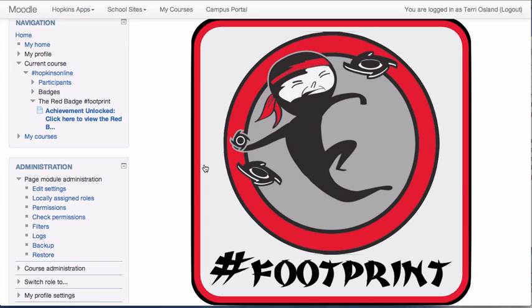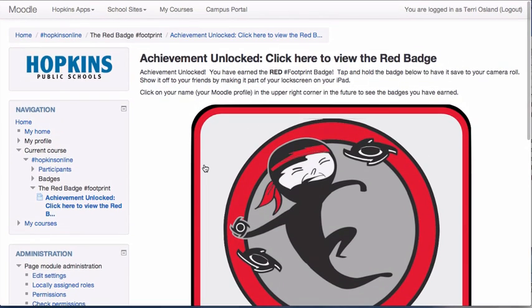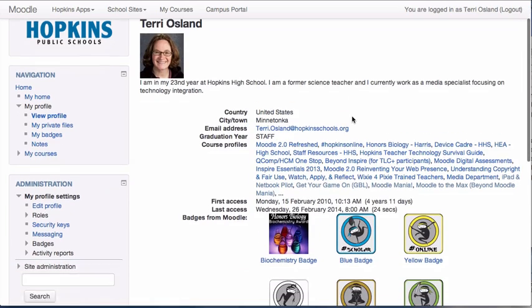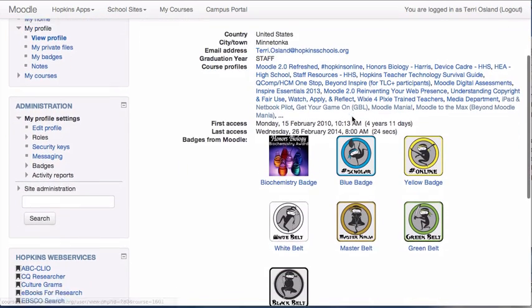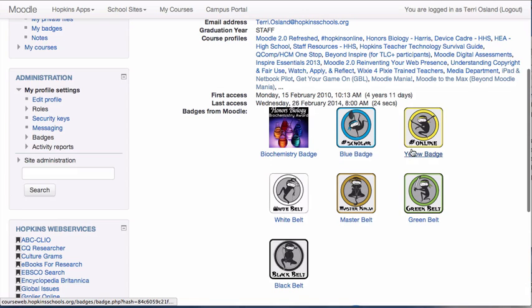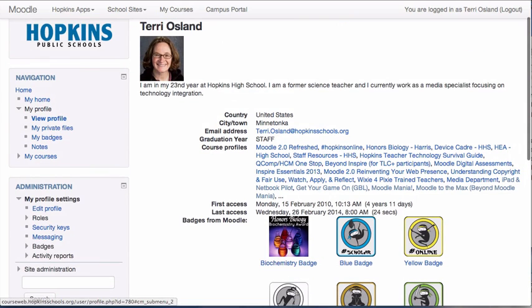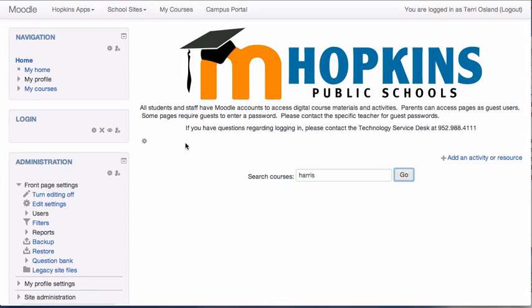In addition, students can also earn badges that display on their Moodle profile. So if I, for example, click on my name in the upper right-hand corner, I see my profile page with the badges that I've earned, and you can see some of the badges from this course. All right, so that's one example. I'm going to close this tab.